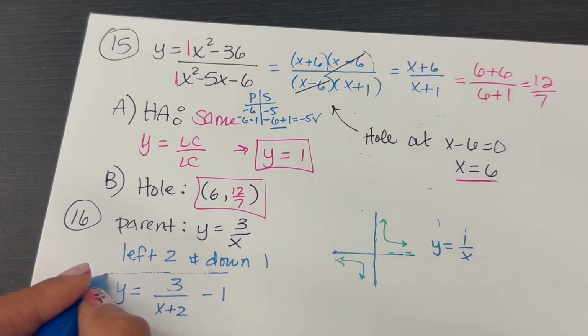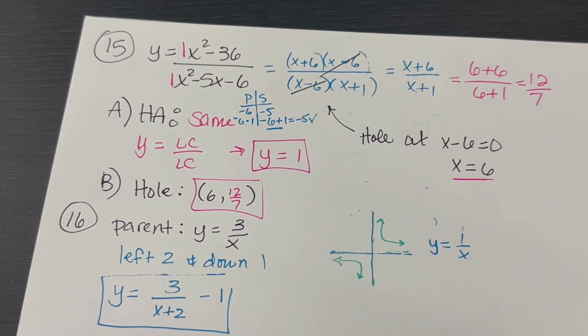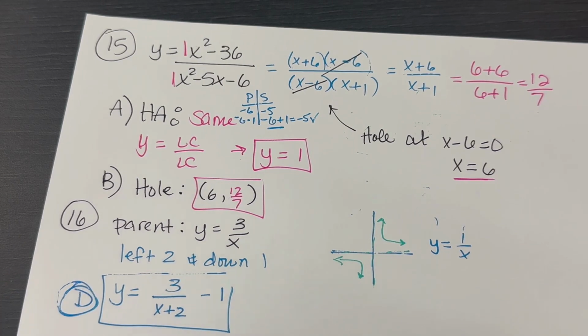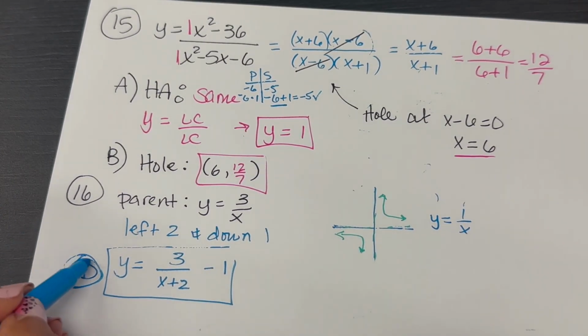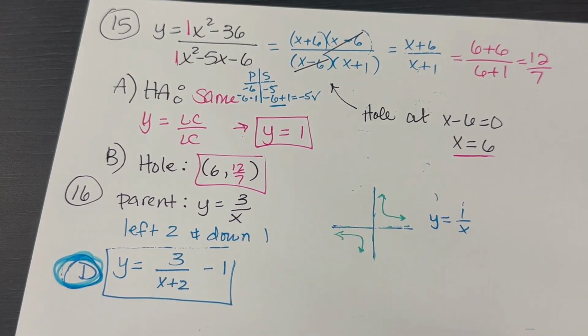So this should be the one I'm looking for, and that is option B. 3 over x, no, that's not B. It's D, y equals 3 over x plus 2 minus 1. So D was the correct option there. And that's number 16.